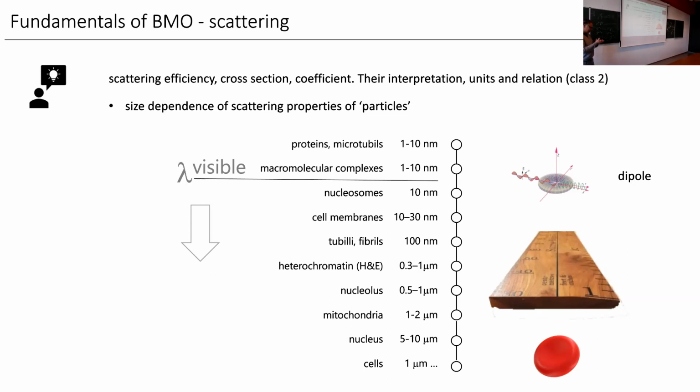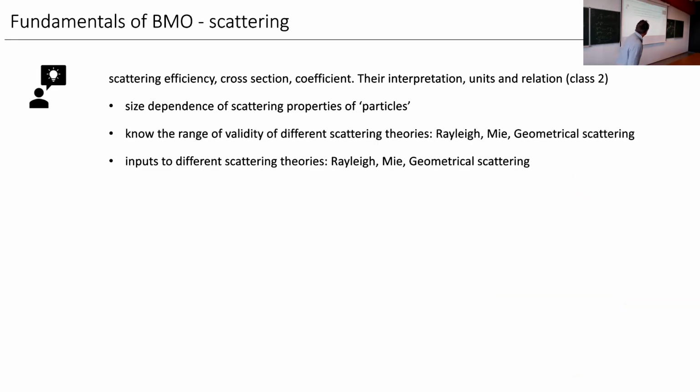We talked a great deal about the size dependence of the scattering in terms of the range of sizes that you can encounter in biological tissue. For each of these sizes, there were scattering theories that were appropriate to calculate scattering. For very small particles, dipole scattering, up to particles as large as red blood cells or even larger. These theories were Rayleigh scattering.